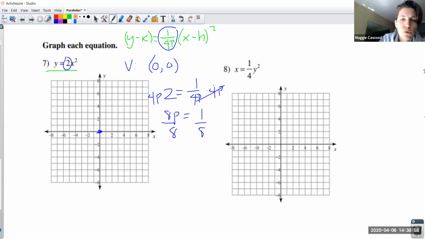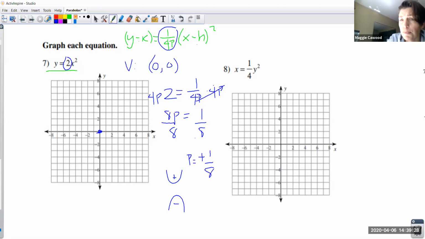So p is 1/8, so it means from my vertex to my focus, it's 1/8. And did we decide is it opening up, down, right, or left? You're right, we haven't said, but we know it's up or down, right? Because it's y equals x squared. It's up if the p-value is positive, and it's down if the p-value is negative. And this is a positive p-value, right? So p equals a positive 1/8.